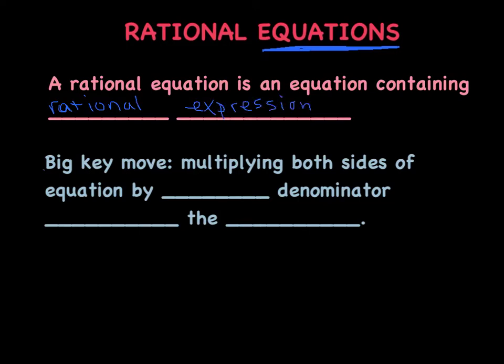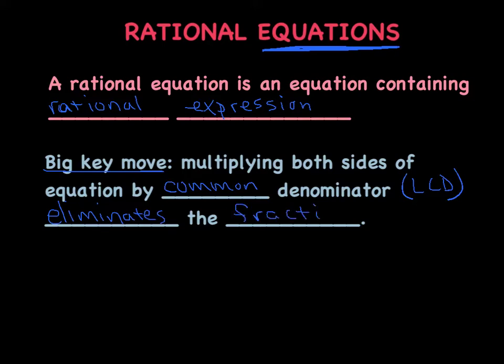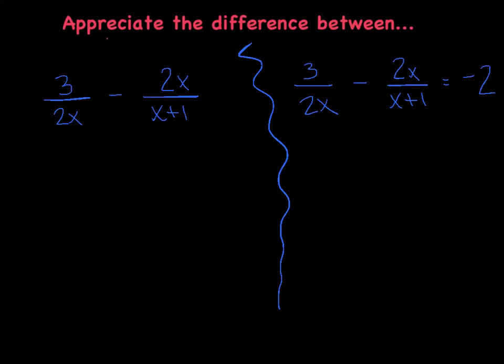And our big key move tonight is to multiply both sides of the equation by the common denominator. A lot of times I'm just going to refer to it as the LCD, the least common denominator. And what that does is eliminate the fractions. So that's our big key move. Identify the LCD, distribute that through both sides of the equation, and eliminate the fractions, then we'll be ready to mosey.